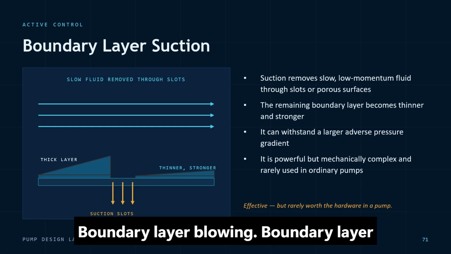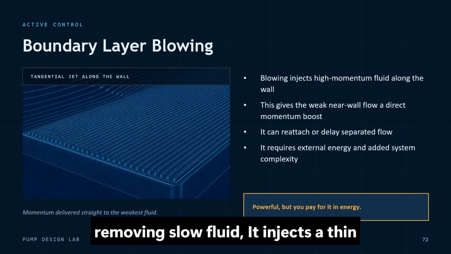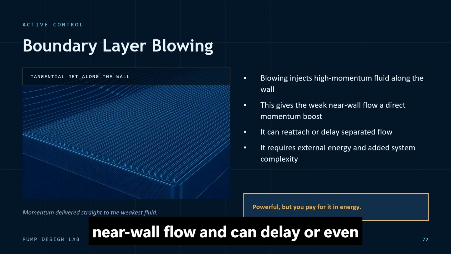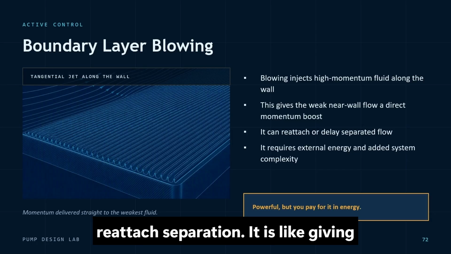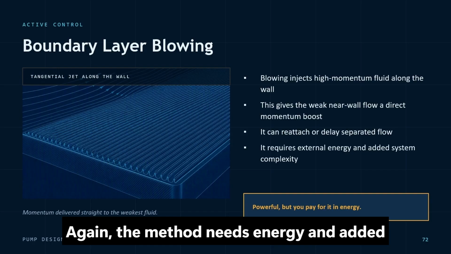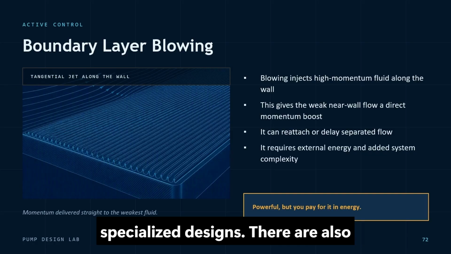Boundary layer blowing. Boundary layer blowing does the opposite. Instead of removing slow fluid, it injects a thin jet of high-momentum fluid along the surface. This directly boosts the near-wall flow and can delay or even reattach separation. It is like giving our tired cyclist a push uphill. Again, the method needs energy and added complexity, so it is usually limited to specialized designs.